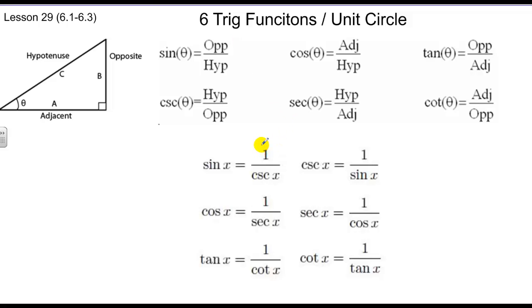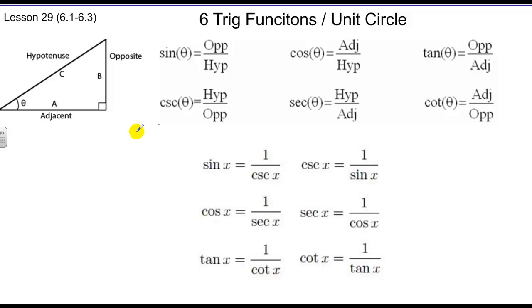So we know relative to a right triangle, if we have a hypotenuse and an opposite side of the angle over here and an adjacent side of the angle over here, we know the sine is the opposite over the hypotenuse, cosine is the adjacent over the hypotenuse, tangent opposite over the adjacent.